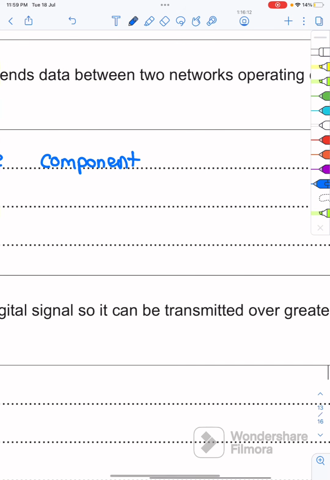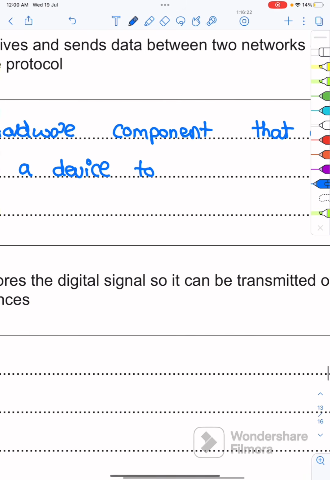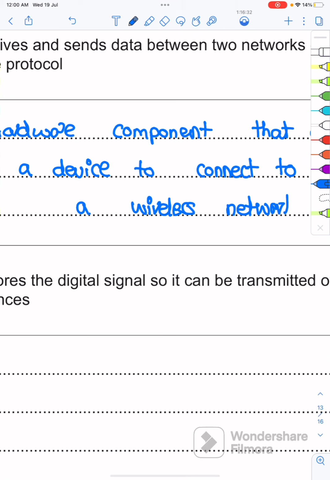that allows a device to connect to a wireless network. It's for 1 mark, so you don't have to give a very lengthy explanation. Just keep it brief and concise.